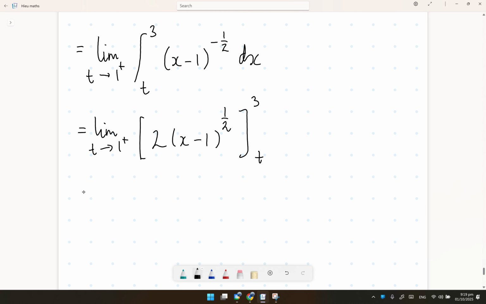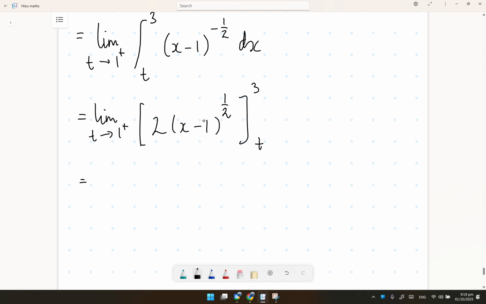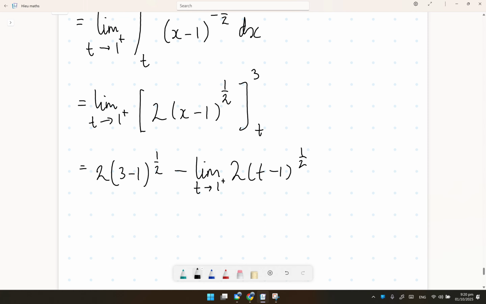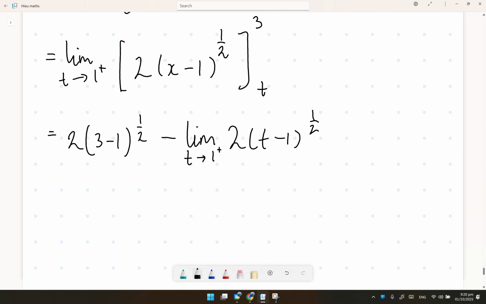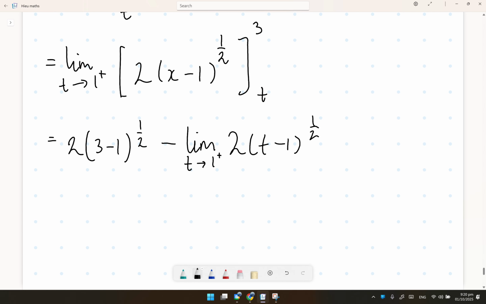Okay, so let's expand this. It's going to be 2 multiplied by 3 minus 1 to the power of 1/2, minus the limit as t goes to 1 from the positive side of 2 times t minus 1 to the power of 1/2. The reason we write the limit like this is so that we can get it mathematically correct. It is fine to just substitute 1 into the equation, but this is to prove it mathematically.